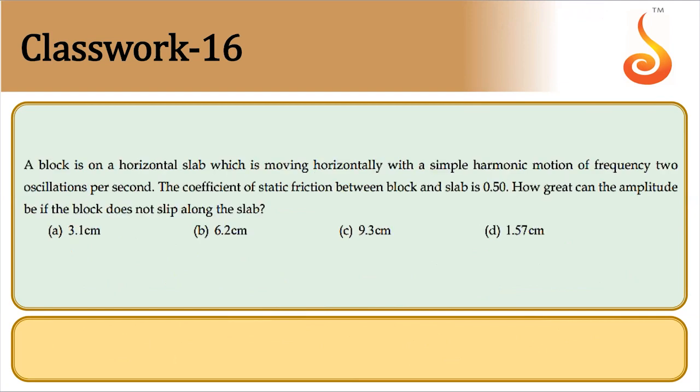A block is on a horizontal slab which is moving horizontally with a simple harmonic motion of frequency 2 oscillations per second. Coefficient of static friction between block and the slab is 0.5. How great can the amplitude be if the block does not slip along the slab?